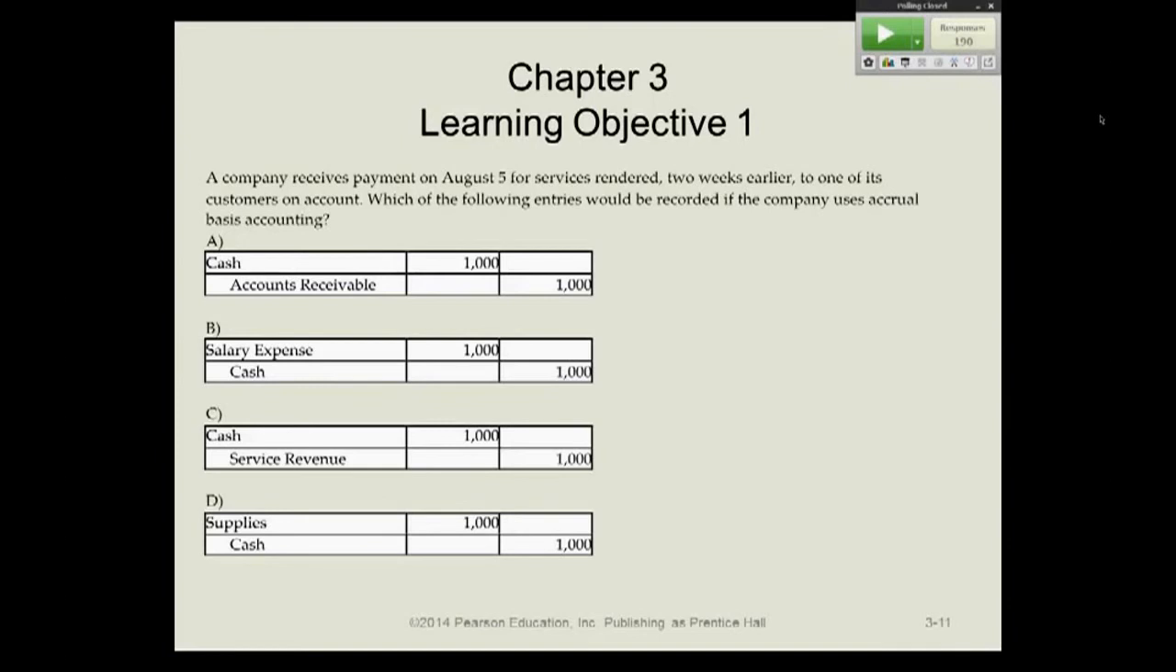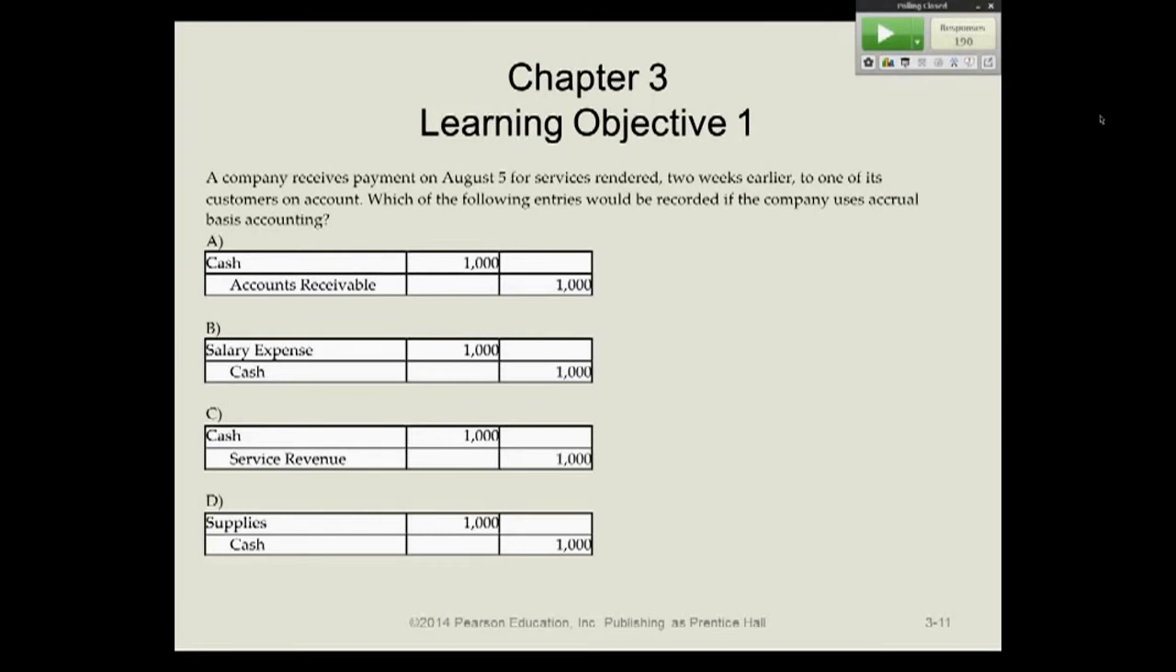What about liabilities? For a liability, the same thing. On the other side of this transaction, the person that received your services, if it was a cash basis, they would have had no entry at all. Under the accrual basis, they would have debited an expense and credited accounts payable.